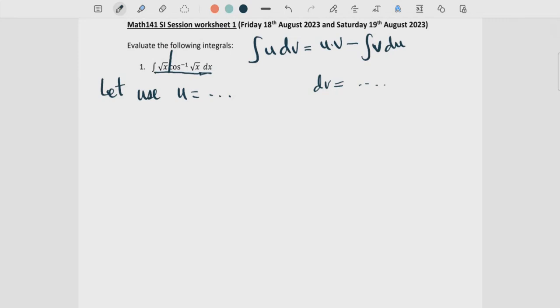dv is root x. Sorry? dv is root x. Root x, dv is root x. Yes. And u is? cos inverse root x. Right, so let's try that. So u would be arc cos root x. Thank you. So let's try that.